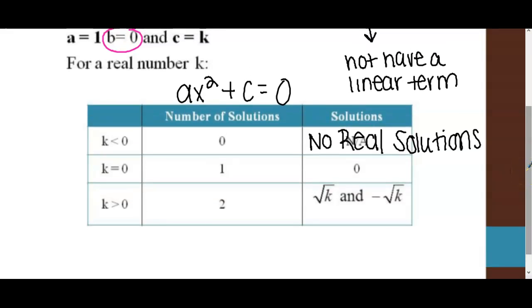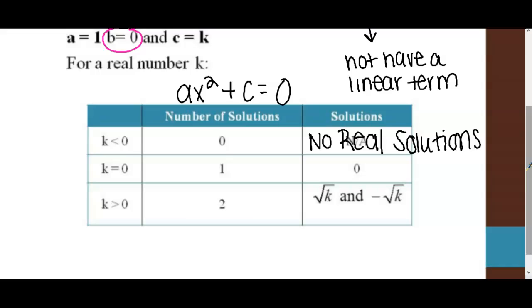All right, and then in the table, you have 3 cases that are going to happen. No real solution, one real solution that is 0, or two real solutions that are the positive and negative square roots. Let's look at an example of each case.